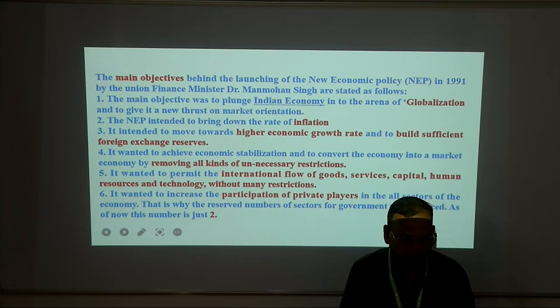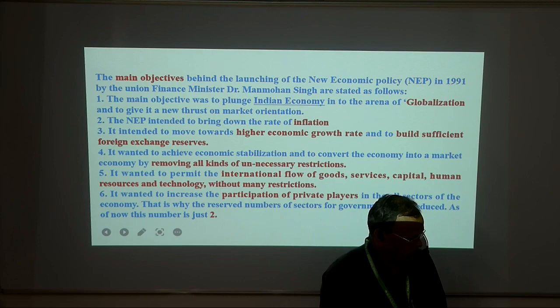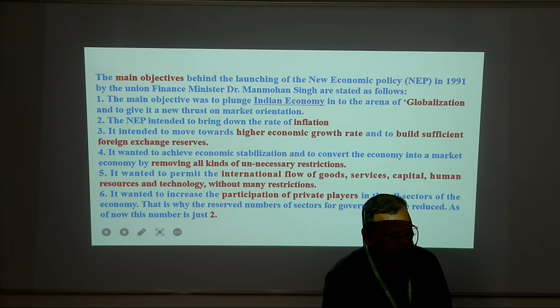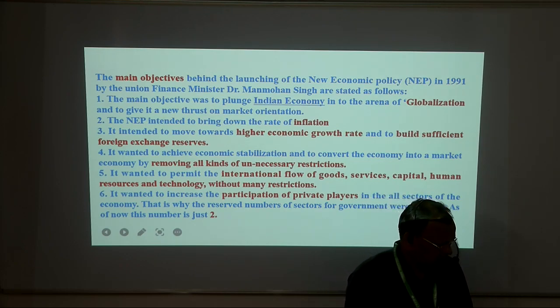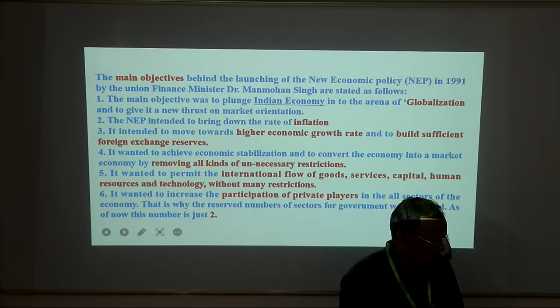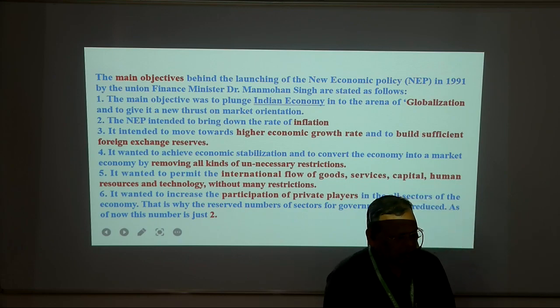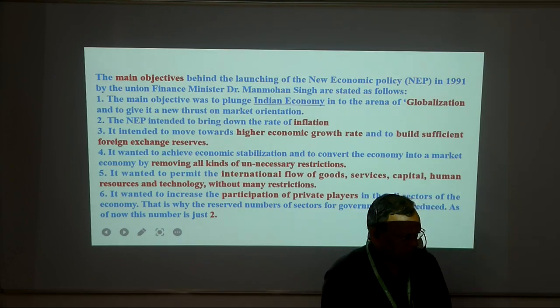It wanted to permit the international flow of goods and services, capital, human resources, and technology to the various industries without many restrictions. It wanted to increase the participation of private players in all the sectors of the economy. That is why the number of industries reserved for the public sector was reduced. As of now, only three public sector enterprises are reserved for the public sector. So these are the main objectives of the new economic policy.